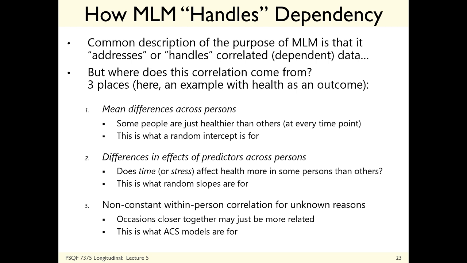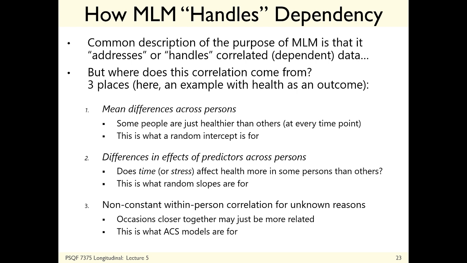Dependency is correlation, right? In longitudinal data, there is frequently more than one type of correlation present because occasions come from the same person. So there are 3 kinds, there's probably more, but these are sort of the primary ones that we worry about and try to build a model to account for. Mean differences across persons is one type of dependency. Some people walk in the door better than others, and so we have to account for that. That's what a random intercept is for. We allow a main effect of persons as constant mean differences.